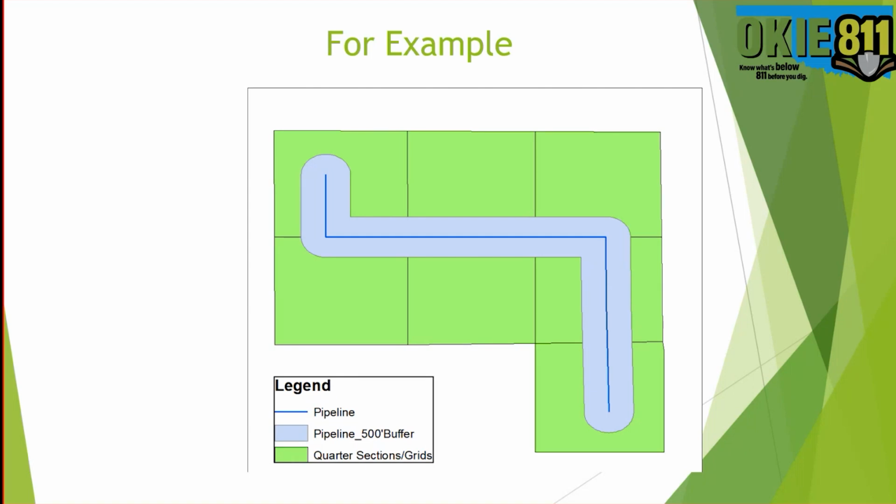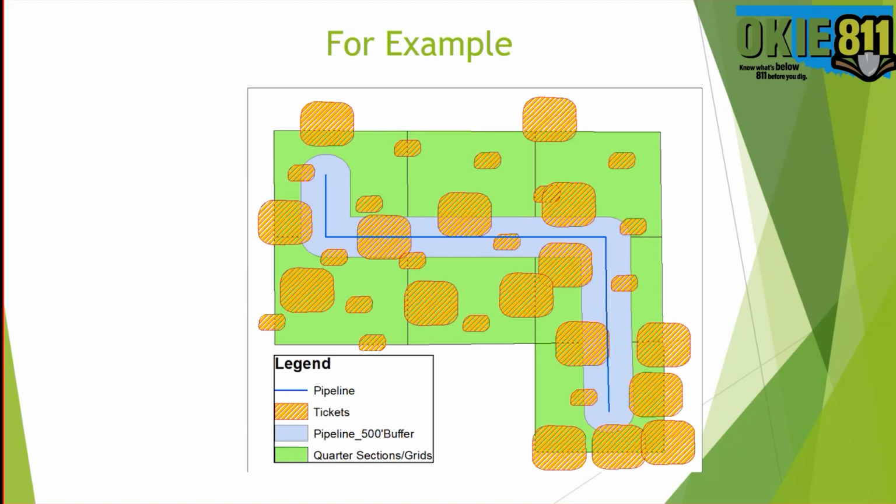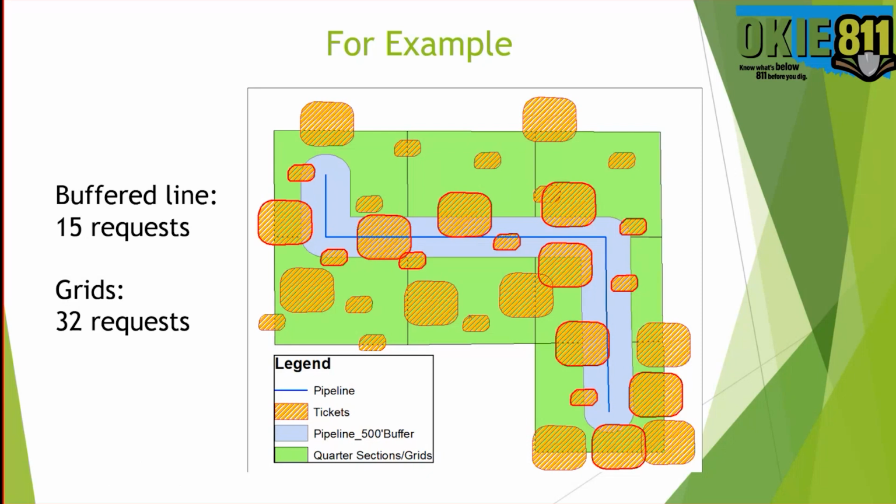more relevant area. And so say over a course of time, we have a bunch of tickets come in. All these tickets would be ones you would receive if the quarter section grids was your service area registration. But now the ones that are highlighted with the red outline are only the ones that you would have got if you were using the buffered line, which in this example is 15 requests with the buffer line versus 32 requests. So this is a little exaggerated, but it shows how much of an impact this could potentially have.